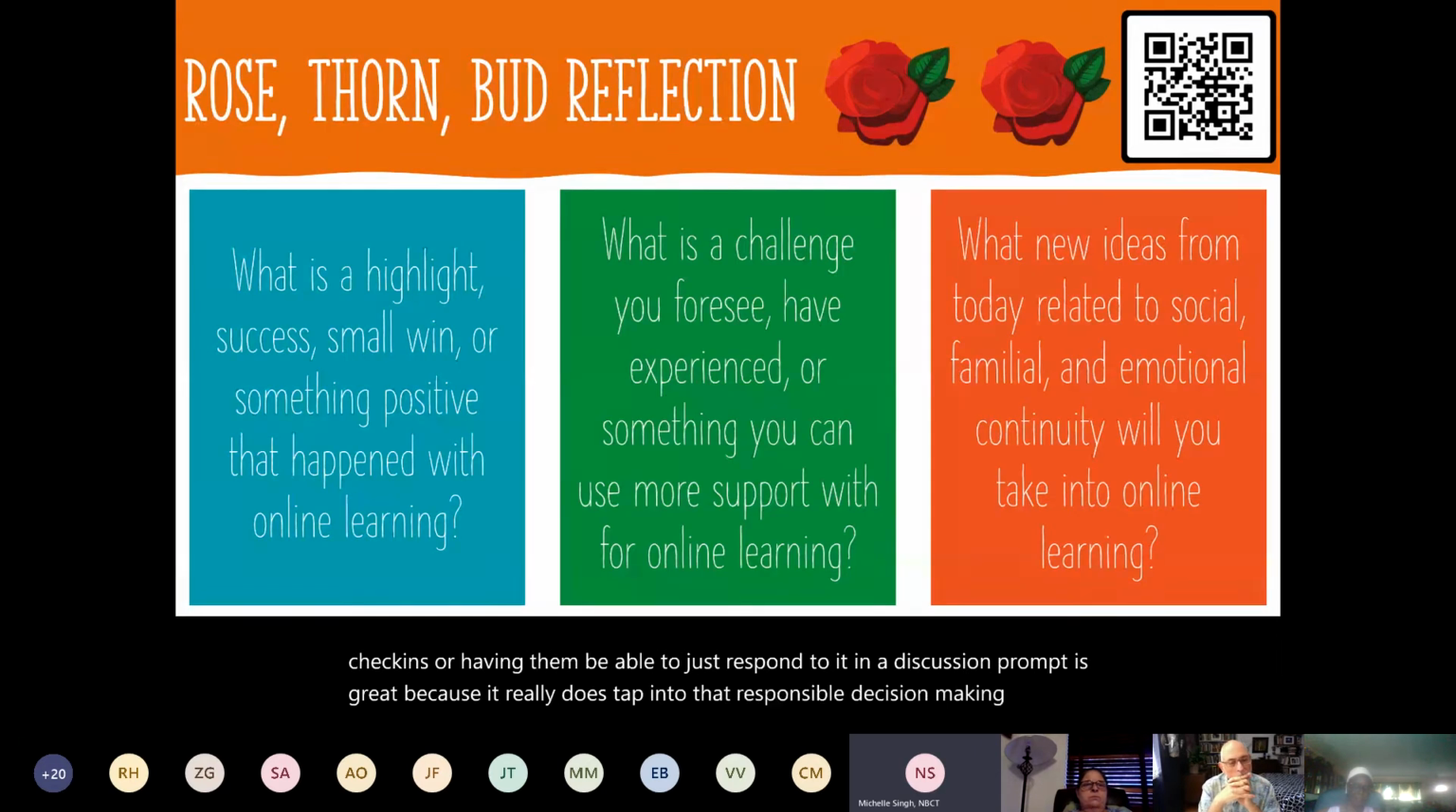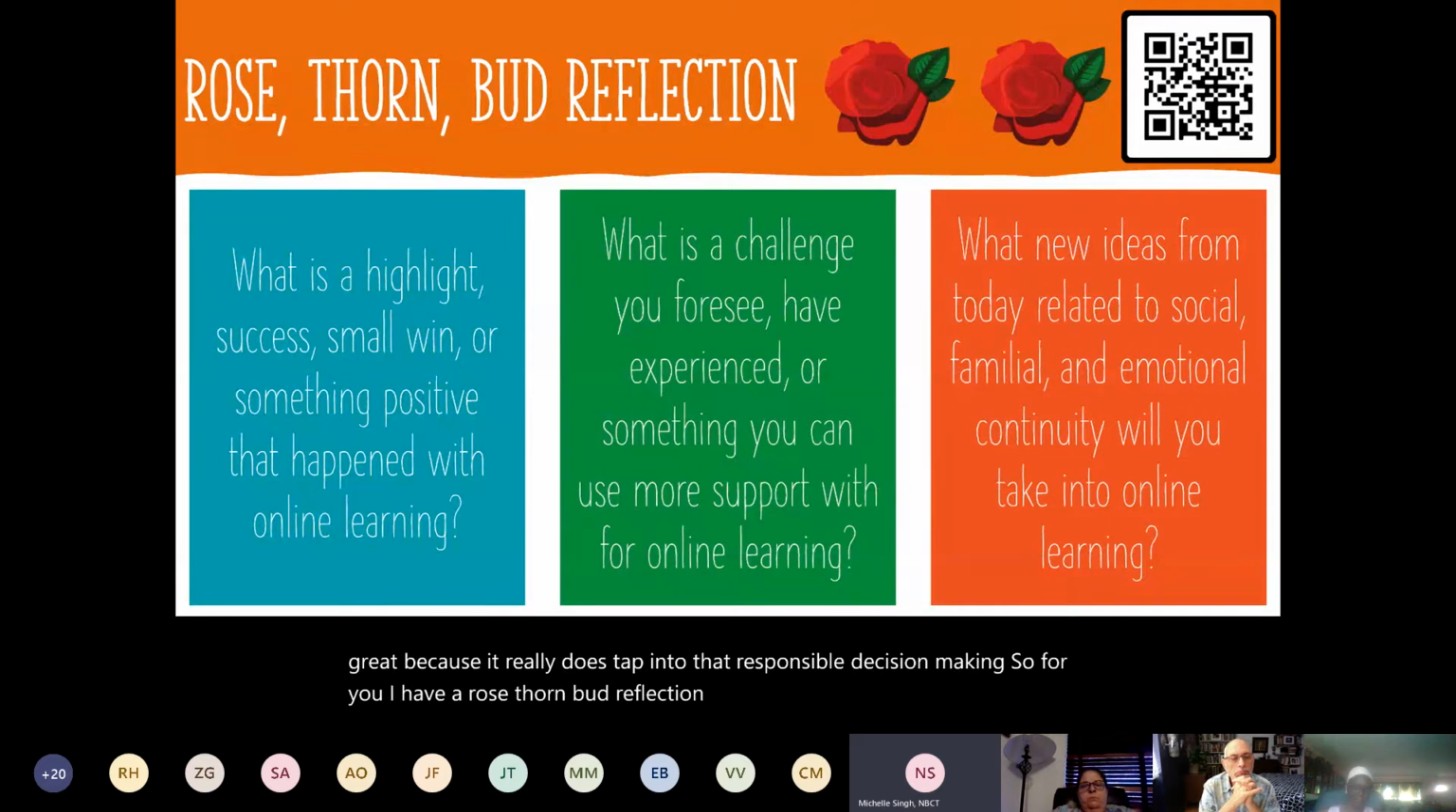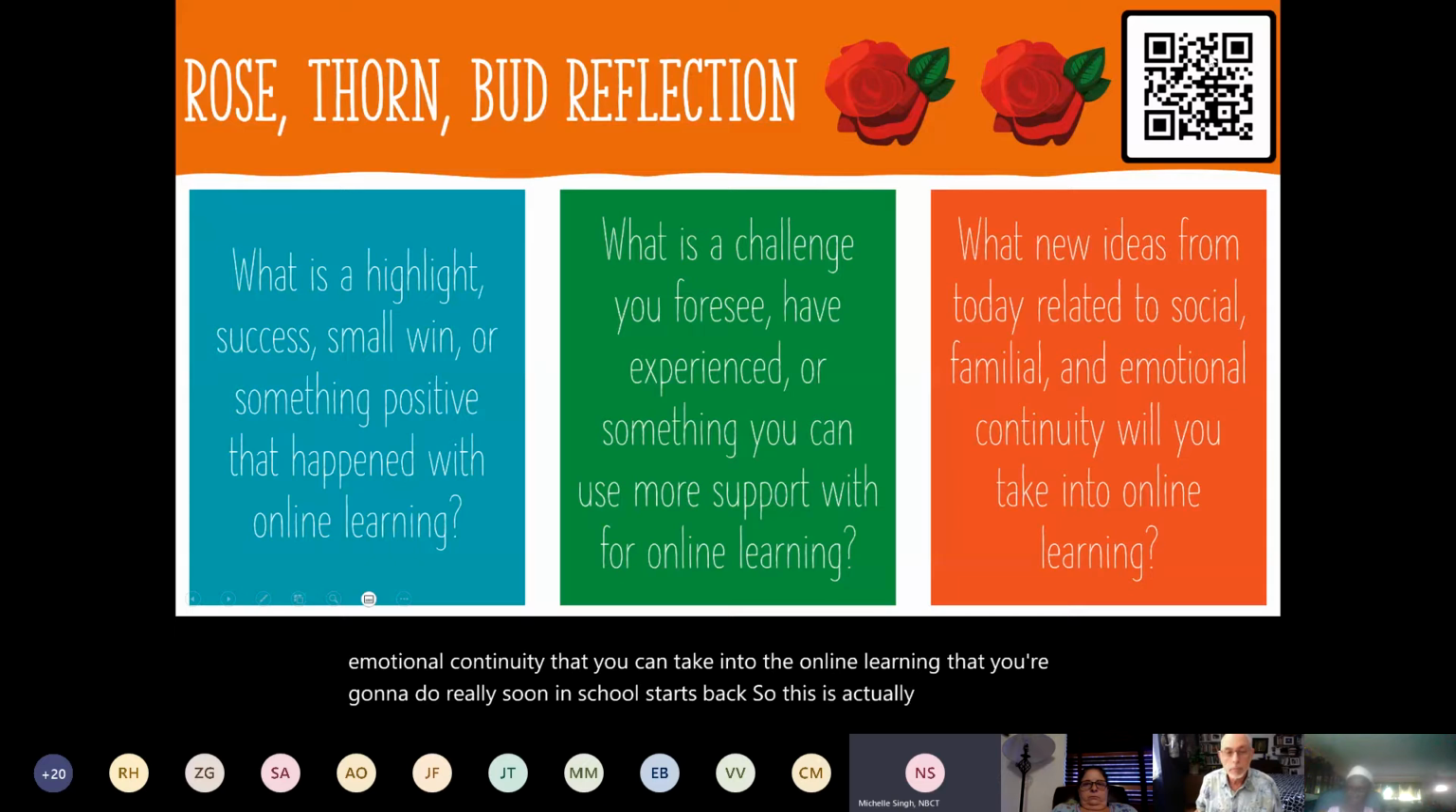So for you, I have a rose, thorn, bud reflection. So think about a highlight, success, or small win that happened with remote learning, online learning. Think about that. And think about a challenge that you foresee or have experienced, or something you can use more support with for online learning. And then think about what new ideas from today related to social, familial, and emotional continuity that you can take into the online learning that you're going to do really soon when school starts back. So this is actually just connected to a Flipgrid. So if you scan the QR code here, it's going to just take you to a Flipgrid.